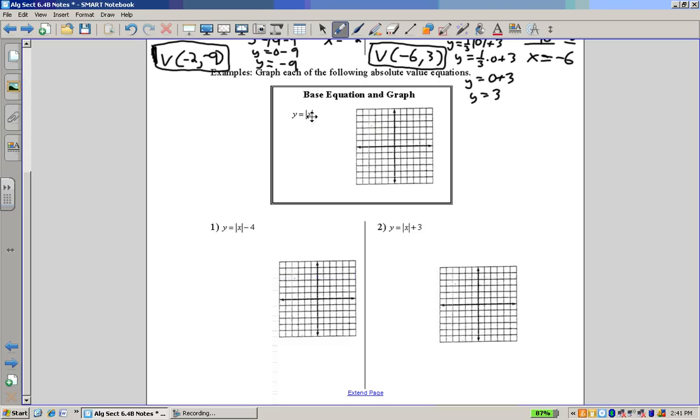And once we have our vertex, we're going to go ahead and graph these. Now, all of these are a family of functions related to the base equation, y equals the absolute value of x. So just take my word on this one, but the base equation is going to look like this.